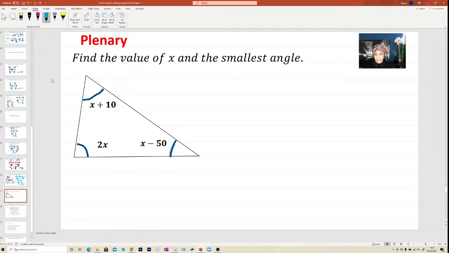Okay, so this angle here is 2x. This one here is 2x. This angle here is x plus 10. This one is x minus 50. So we need to find x, and then after that we need to find the smallest angle. Okay, let's have a go.